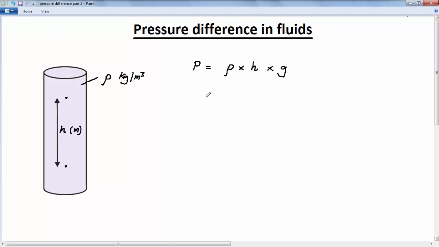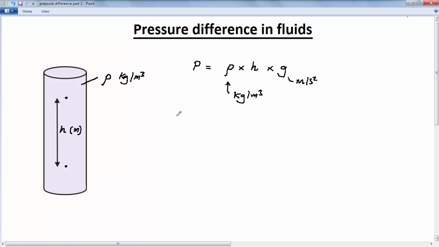Okay, so the reason why this density must be, and this is very important, in kilograms per meter cubed, is because in this formula the acceleration due to gravity is in meters per second squared, and we need to maintain the units coherent. You cannot have g in meters per second squared and have density measured in grams per centimeter cubed. It doesn't work. If we've got meters here, we must have meters there.